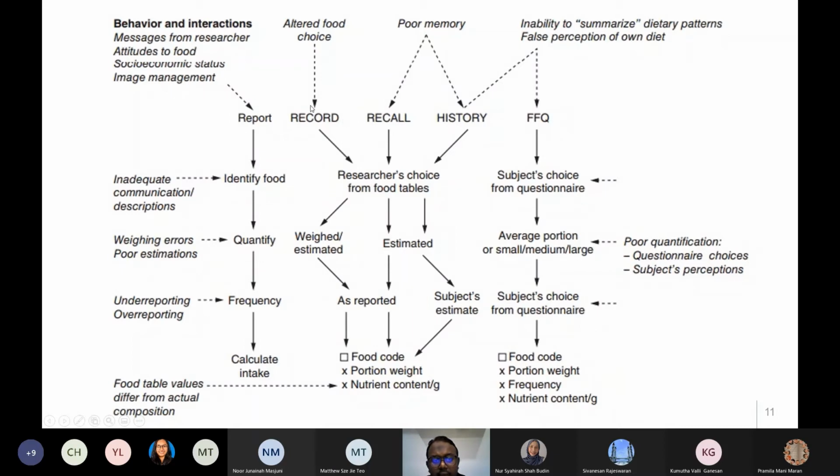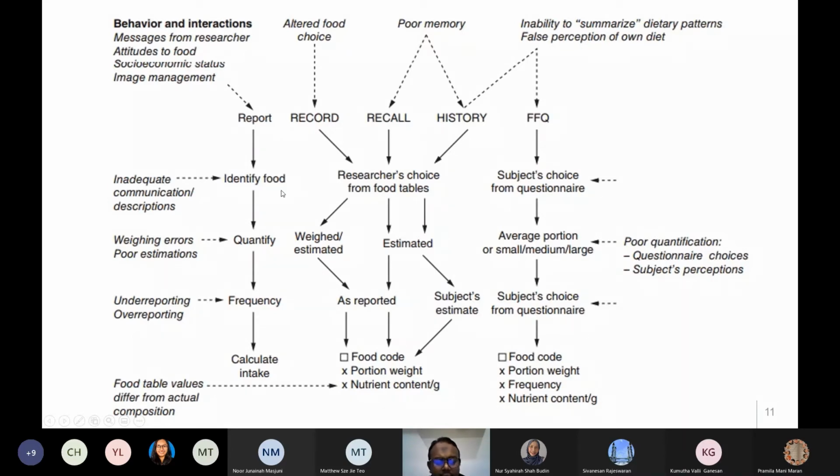So if they are recording their intake, there will be altered food choice, especially when we do weighed food record. If they are recalling or giving a history, there will be memory involved. If they have poor memory, it will affect the recall and history. And if they are unable to summarize their dietary pattern, because when we do FFQ we really have to describe our foods, or they have a false perception of their own diet, it will affect reporting for diet history and also food frequency questionnaire.